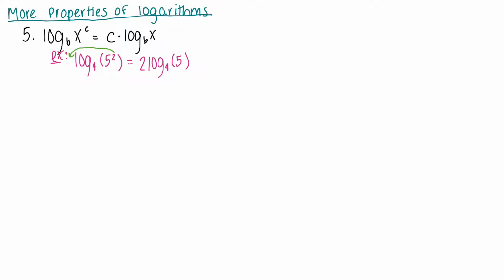The two special versions of this are not going to look that much different. If you have log of x raised to the c, this is c times log x. You're just not writing the base because it's base 10. Or the ln version: ln of x raised to the c is equal to c times ln x. So it doesn't work any differently with the other bases. So just thought I'd mention that.